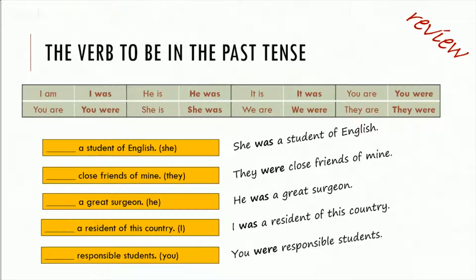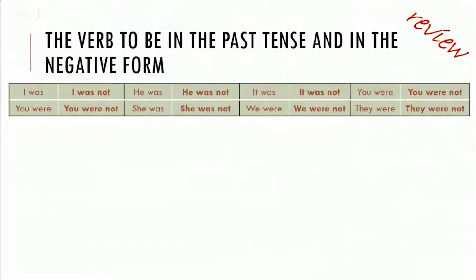So I gave you those 5 problems, and then I gave you the answer, which uses all the verb to be in the past with was and were, was being used for third person singular, and were being used for everything else. After that, we looked at the verb to be in the past tense and in the negative form.